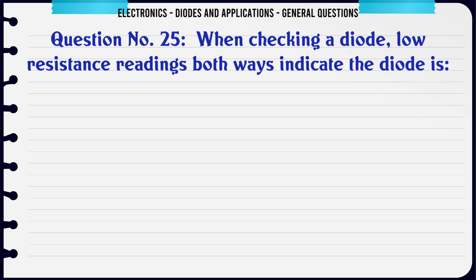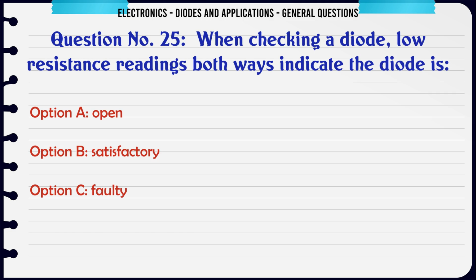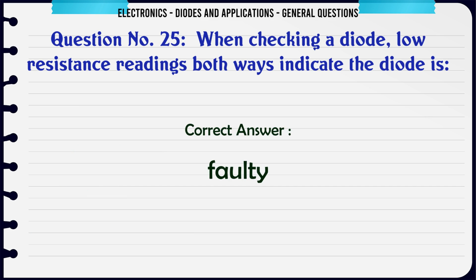When checking a diode, low resistance readings both ways indicate the diode is: A. Open, B. Satisfactory, C. Faulty, D. Not the problem. The correct answer is faulty.